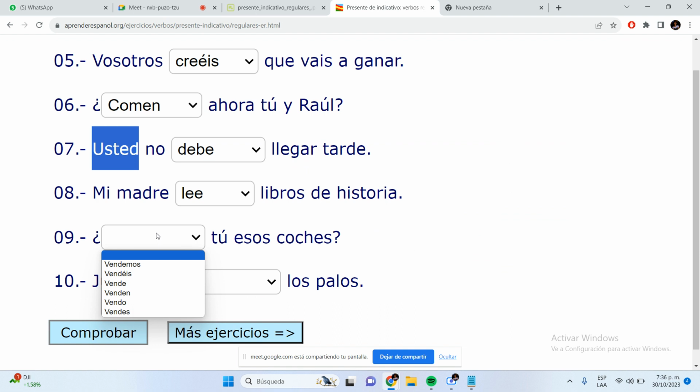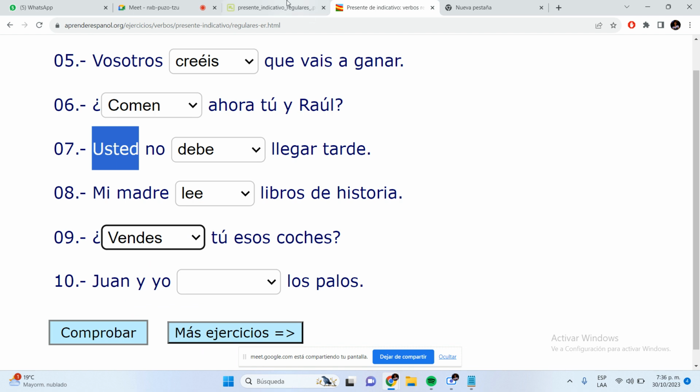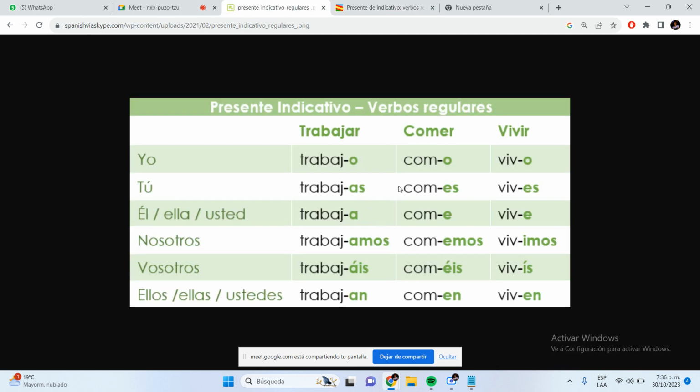Okay. And here the question is, do you sell those cars? So the verb is vender, and I'm talking to tú. Vendo is yo vendo. So vende, tú vendes. Okay, vendes. Because tú, remember, tú is always with s. Yeah.